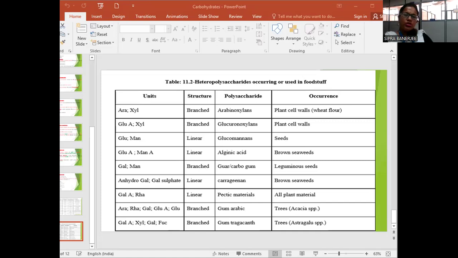Fibers are classified according to solubility in water. They are abundant in whole plants, legumes, fruits, and vegetables. Now, fiber can be insoluble and non-viscous, like cellulose, while some fiber is viscous and fermentable, like pectin, gum, and mucilage.